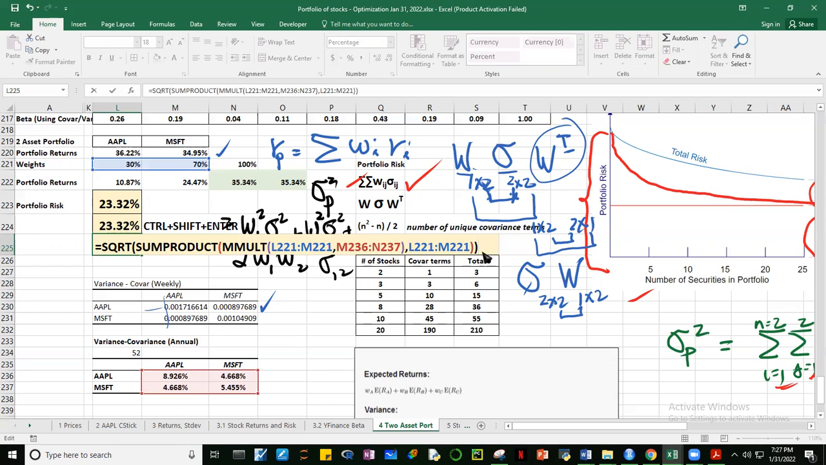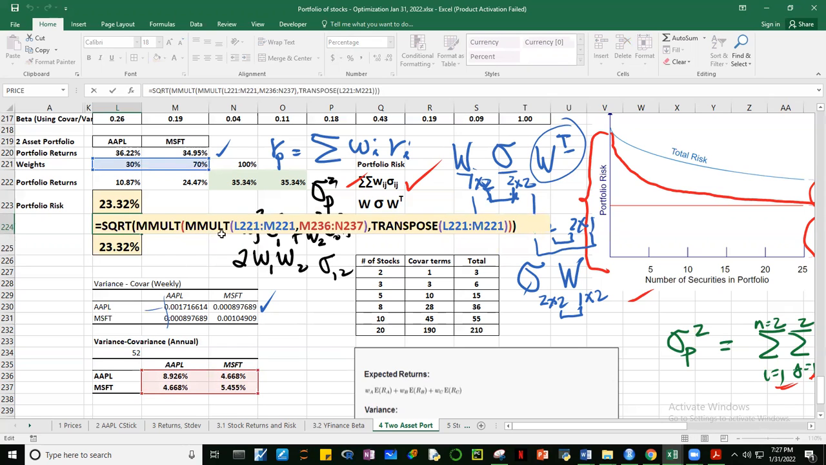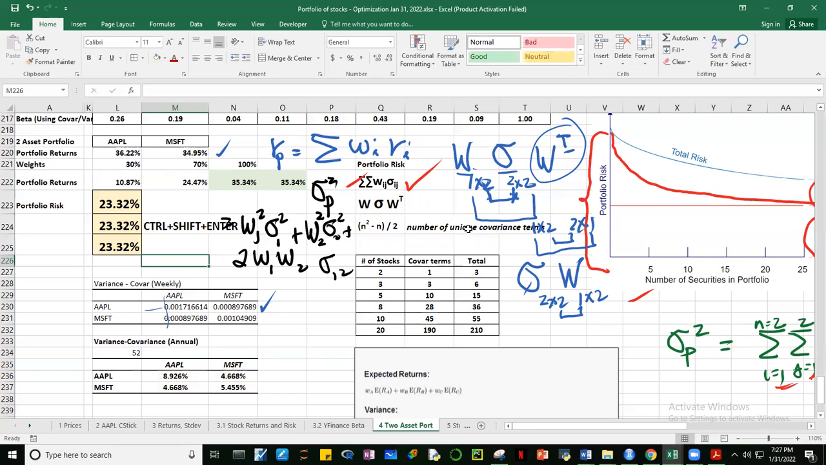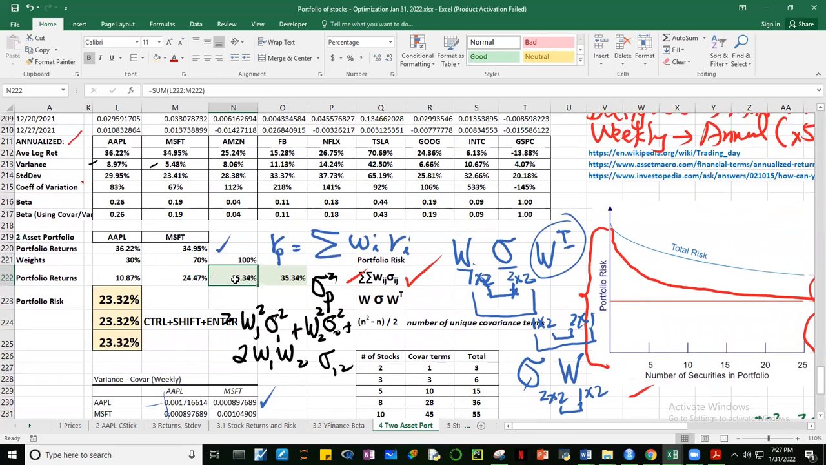Alright, then this should also be Control Shift Enter. Okay, parehong-pareho guys. So whether you do it manually like this, or you use yung strict na M-Molt tapos transpose, or you use the sum product M-Molt, you'll get the same portfolio risk. Okay, so dito guys, if you're using this ratio 30-70, yung portfolio natin, may returns na 35.34, okay?